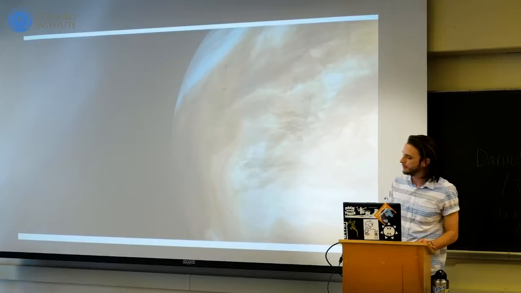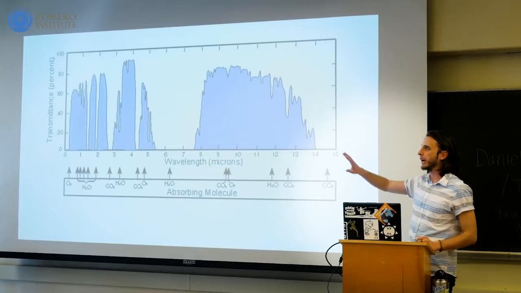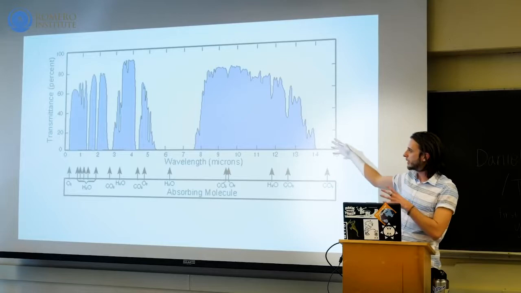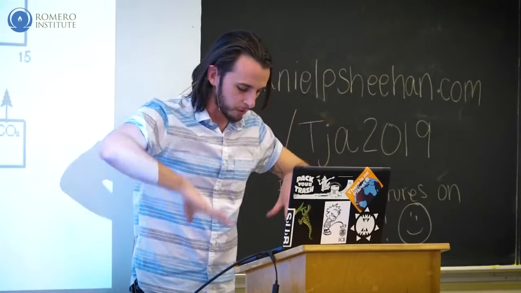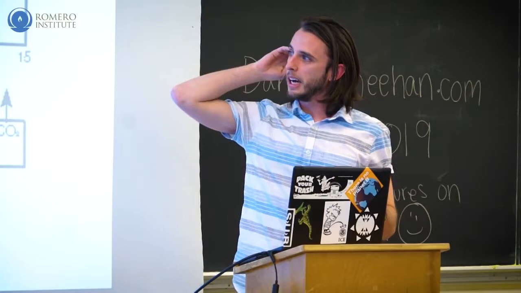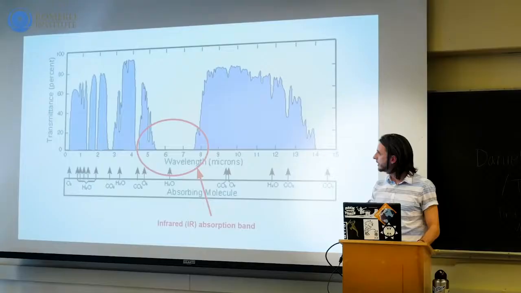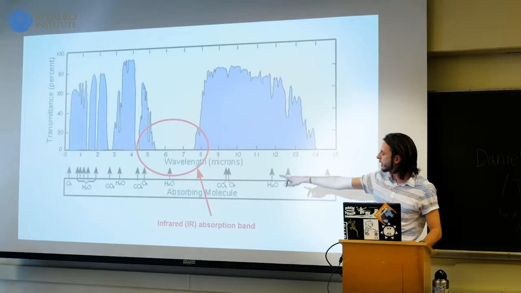So if you were looking down at the atmosphere of Earth and you had a spectrolytic analyzer, you could see what radiation is coming out of the Earth. And this is what it would look like if you were looking down from the top of the planet and you could see all the different types of wavelengths of photons that were coming off the planet. And right in the middle here, you can see there's a big gap. And that's right about where the infrared absorption band is. So that's where the greenhouse gases are acting.